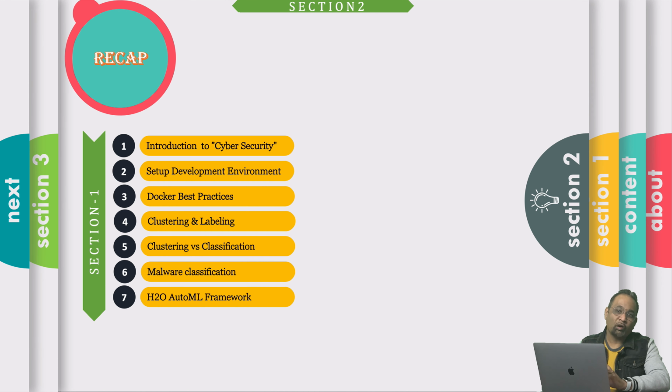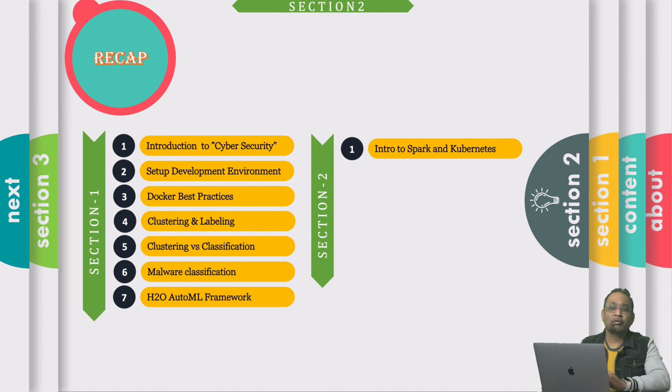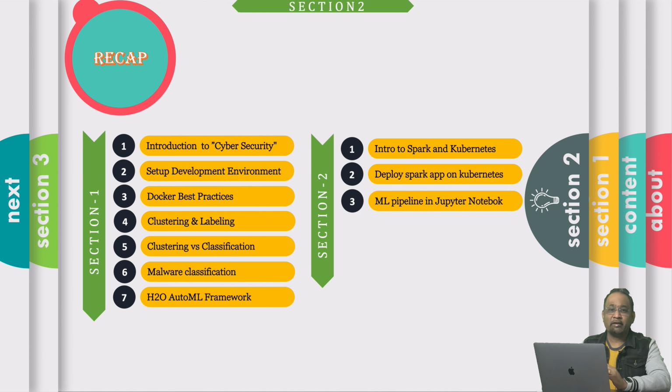A quick recap on what we have covered so far in section 2. First, we discussed the Apache Spark and Kubernetes architecture and also looked into the advantages of leveraging Kubernetes as the Spark cluster manager. Next, we deployed a sample Spark application in a Kubernetes cluster using the Kubernetes deployment object. Next, we created an end-to-end ML pipeline with the help of Spark MLlib and did the implementation in Jupyter Notebook. And in the last video, we developed the end-to-end ML pipeline using the typical development, build and deployment lifecycle, where we executed each step manually using the Kubernetes job.